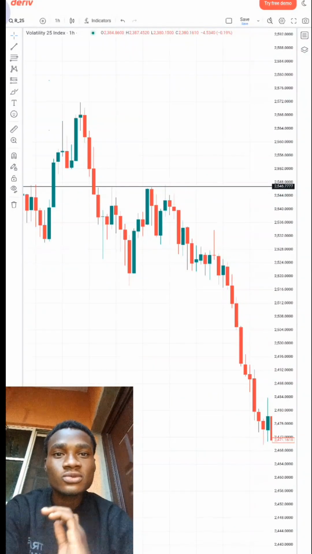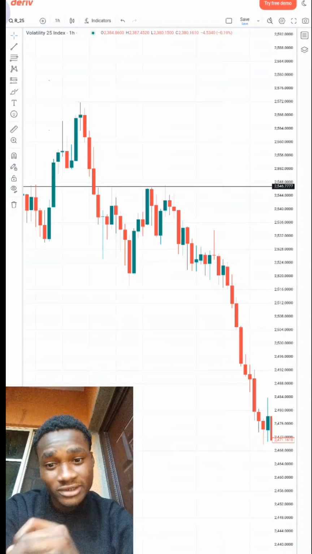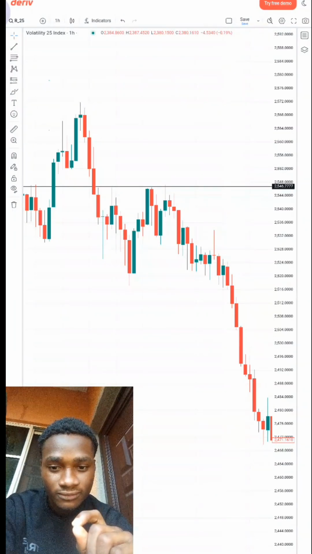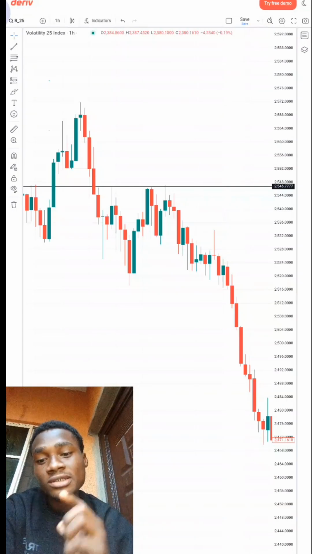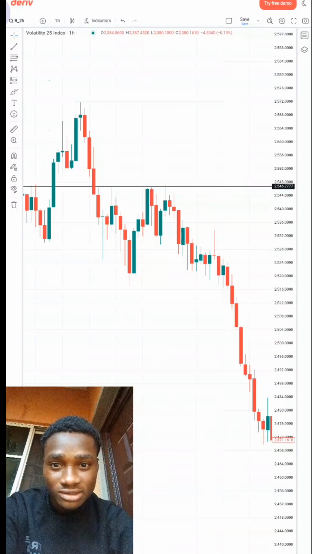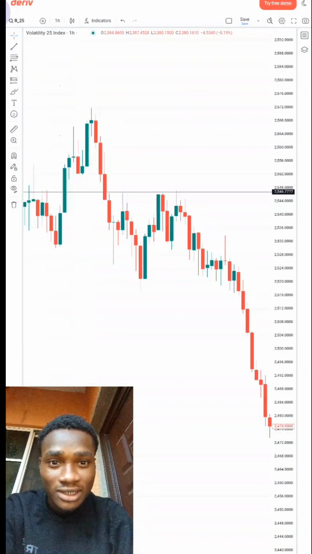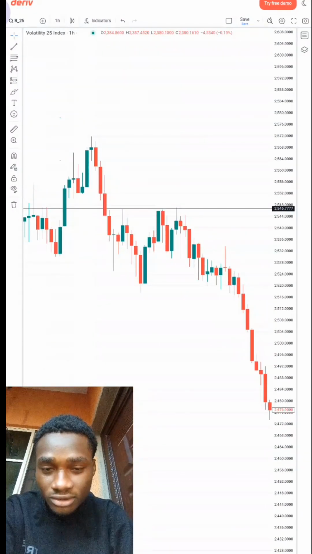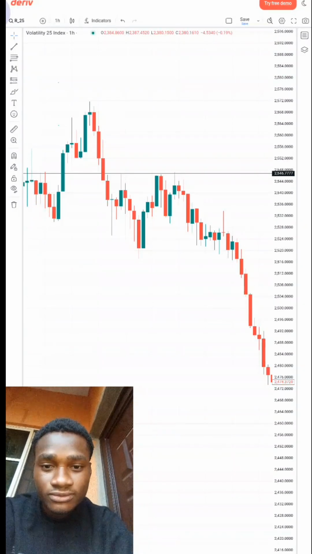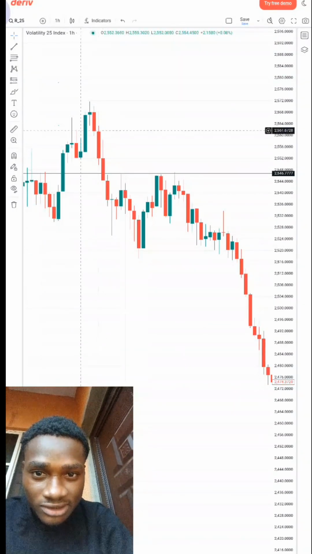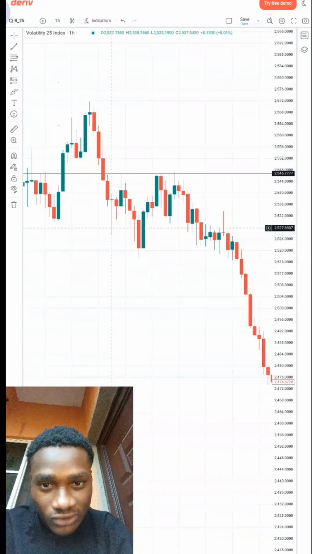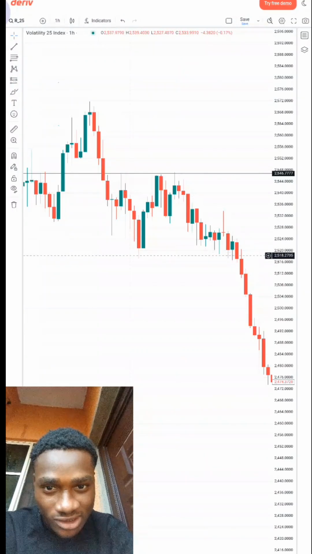So the first thing we want to be doing when we come on the chart, this is a 1 hour chart by the way, is to check the trend. Number one, to check the trend. Are we in an uptrend or are we in a downtrend? Now, as you can see on this chart, we are in a downtrend. A downtrend is simply a series of lower highs and lower lows. Let me show you. This is a lower high. This is a lower low. This is a lower high again. This is a lower low.